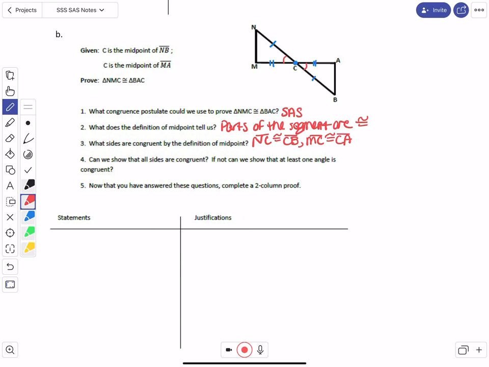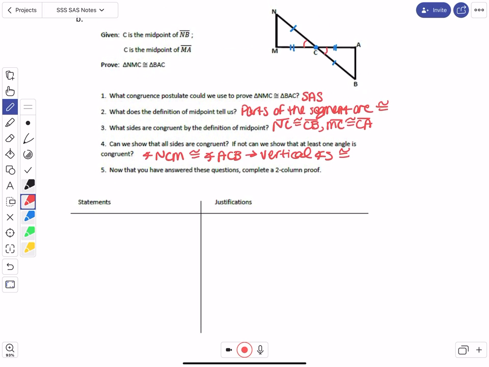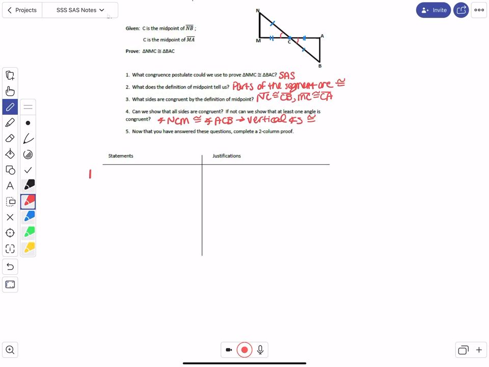And so we were able to show that angle NCM was congruent to angle ACB because of vertical angles. We just talked about that. Vertical angles are congruent. And so now that we've answered those questions, we can do our two-column proof. So those were just our guiding questions that got us through our proof, okay? So remember, our first part was to list everything that was given. C is midpoint, and I'm going to abbreviate a little bit here.